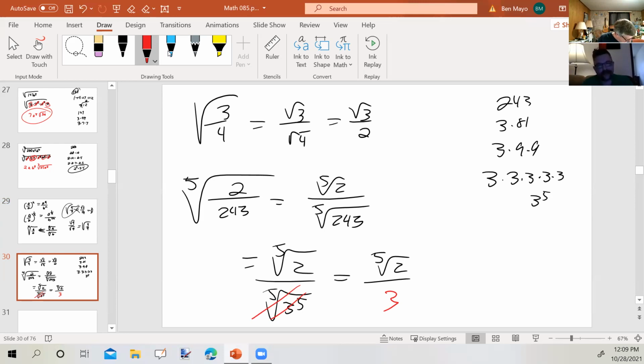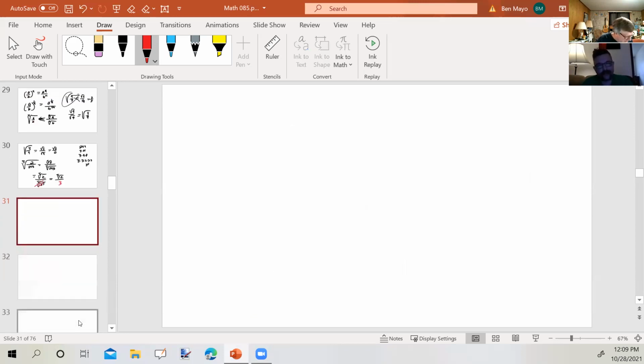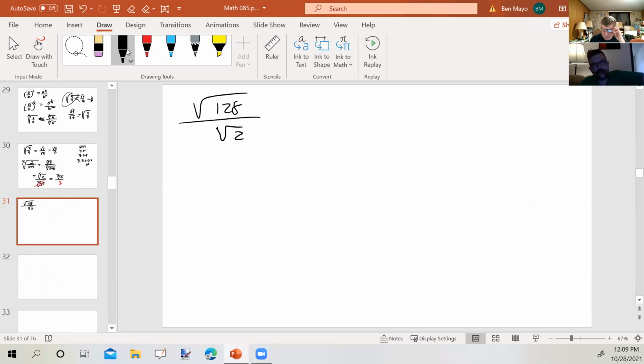Okay. Now, what if you got something like this, though? You've got the square root of 128 over the square root of 2. Since the indexes, or is it indices? I'm not sure what the plural of index is, but since they're the same, I could write it like that. But then I could take what's inside and reduce it down to that and get that answer.